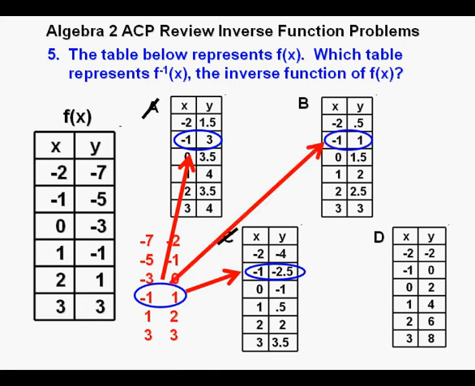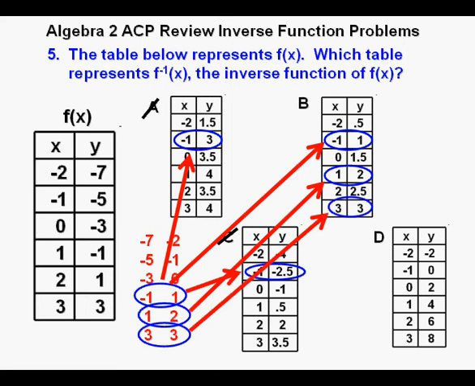Now for the table in B, we do have negative 1, 1, and that matches. Also, in table B, we have 1, 2 in the red table that matches the 1, 2 in the B table. And finally, we also have 3, 3 in the red table, and that matches the 3, 3 in the B table. And we see that on table D that 3, 3 does not match 3, 8. So we cross off D as well. B is undoubtedly the right answer. This concludes our problem set on inverse functions.